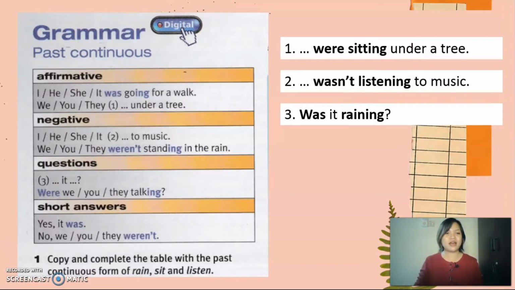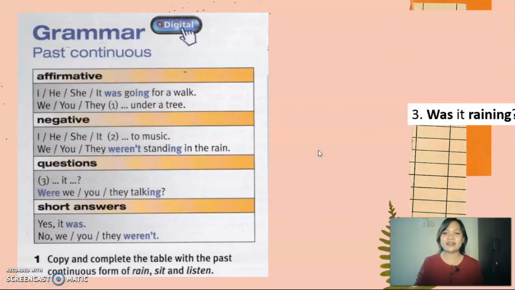Next, was it raining? Or were you, or were we, or they talking? Okay? And then short answers. Yes, it was. No, we, you, or they were not. So these are the answers for number 1.